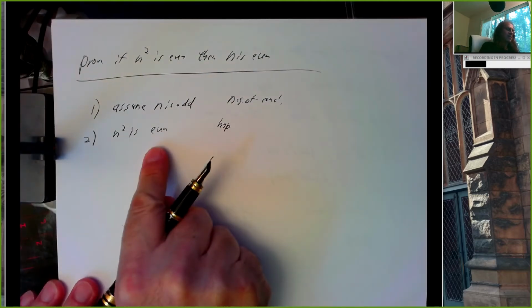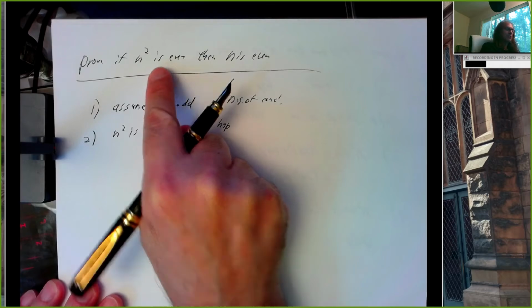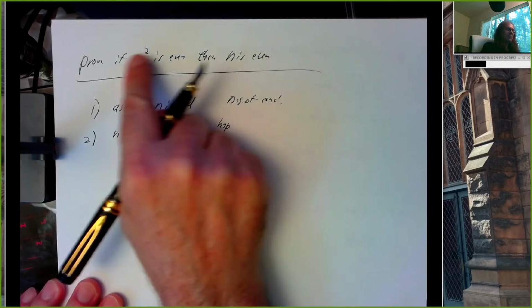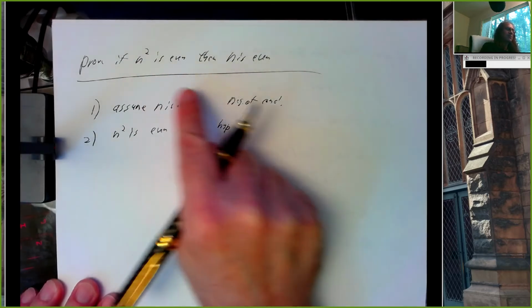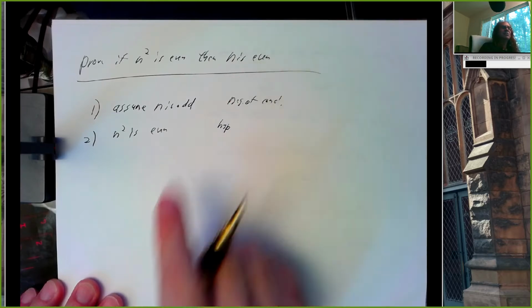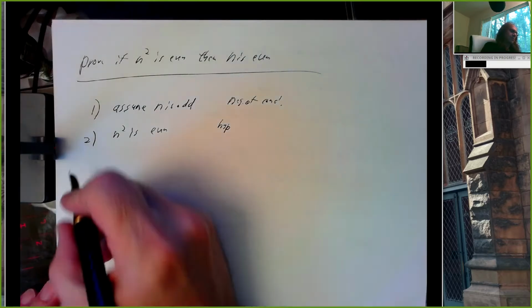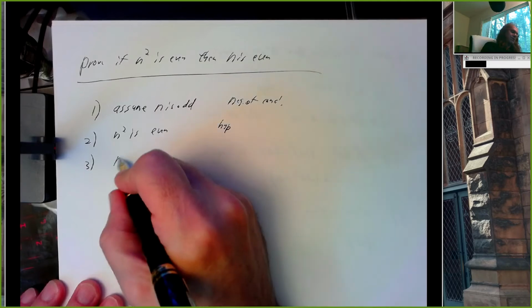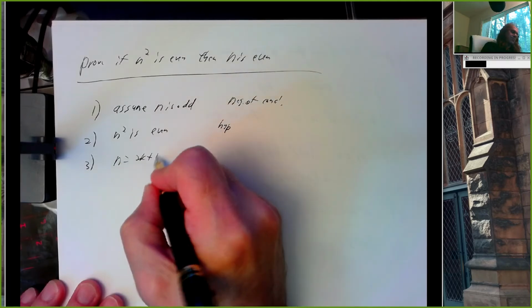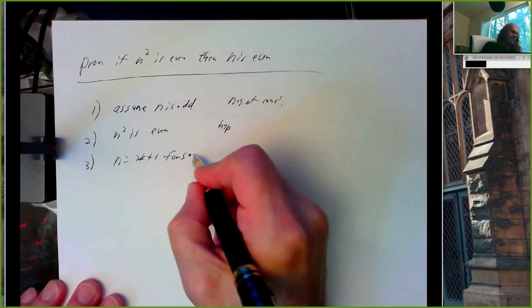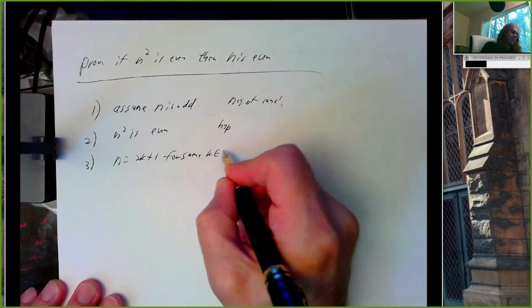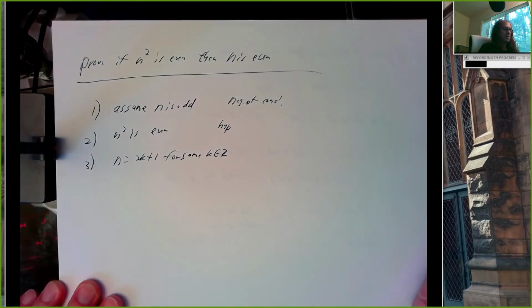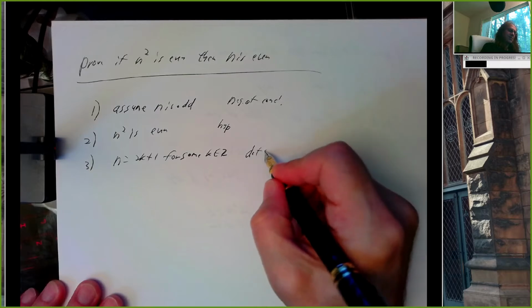So we're saying n squared is even. That's the conditional we've been told. And we're going to assume this statement is false. We're going to assume n squared is even, but for some value of n it turns out to be odd. And so now we can say n equals 2k plus 1 for some integer k. And that's the definition of odd.